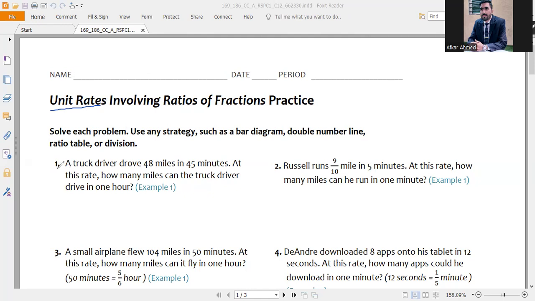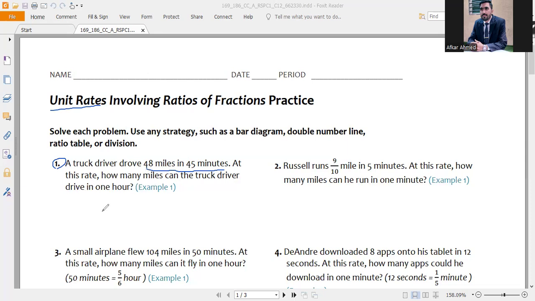Okay, starting from question number one, it's mentioned here a truck driver drove 48 miles in 45 minutes. Now, unit rate means you will divide them to calculate it for 1 minute. At this rate, how many miles can the truck driver drive in 1 hour?